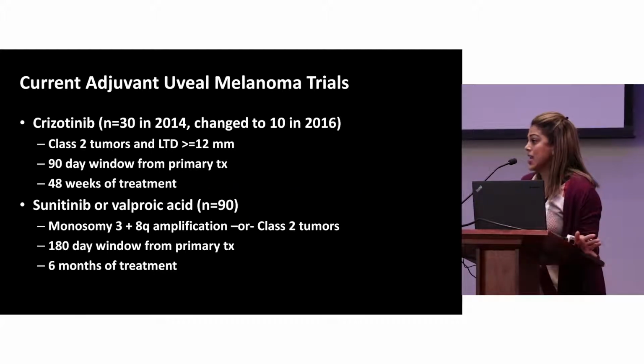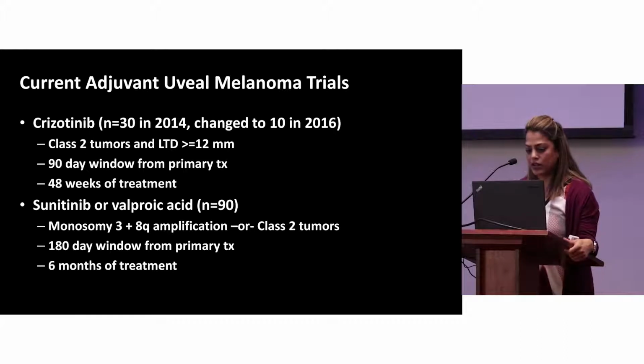So where are we now? What do we have open now? There's a couple of trials in the US that are open. One is the crizotinib study that's run out of the Northeast. That is also struggling a little bit with slow enrollment. This is for class 2 tumors whose longest tumor dimension is 12 millimeters. So that can be either your basal dimension or your apical height.